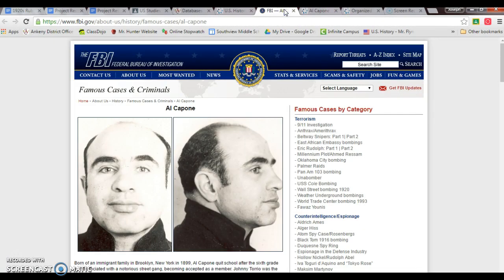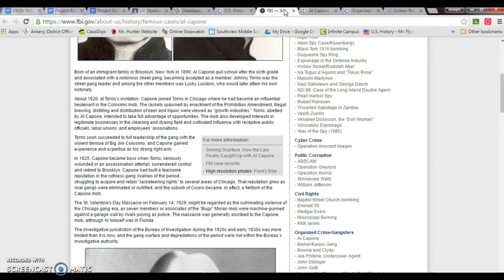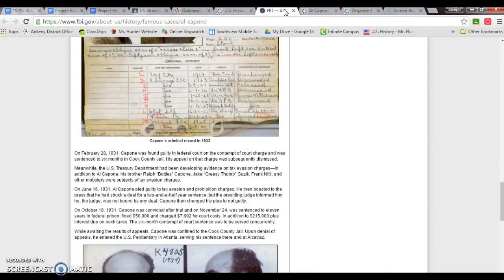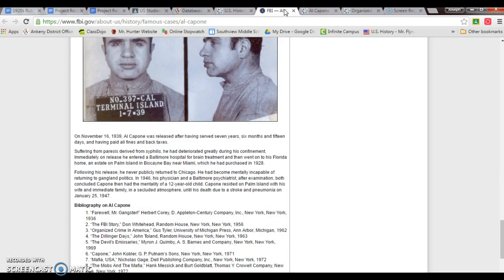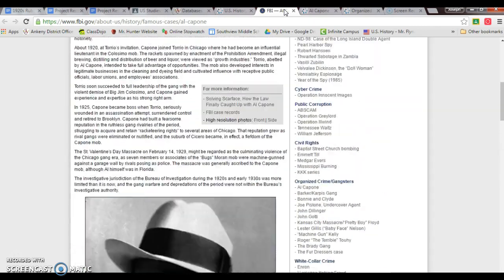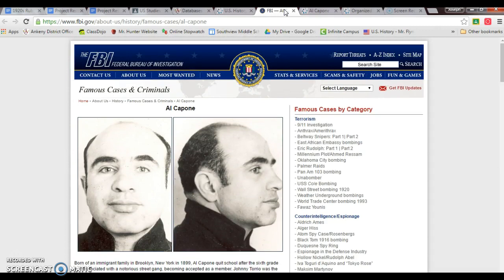This is going to look at the importance of Al Capone and his crime during the 1920s. Okay, so it actually talks about how his crime influenced the 20s. That's going to be really important for why we're studying him. So you want to look at the importance of that time era, but you also want to look at his importance today.